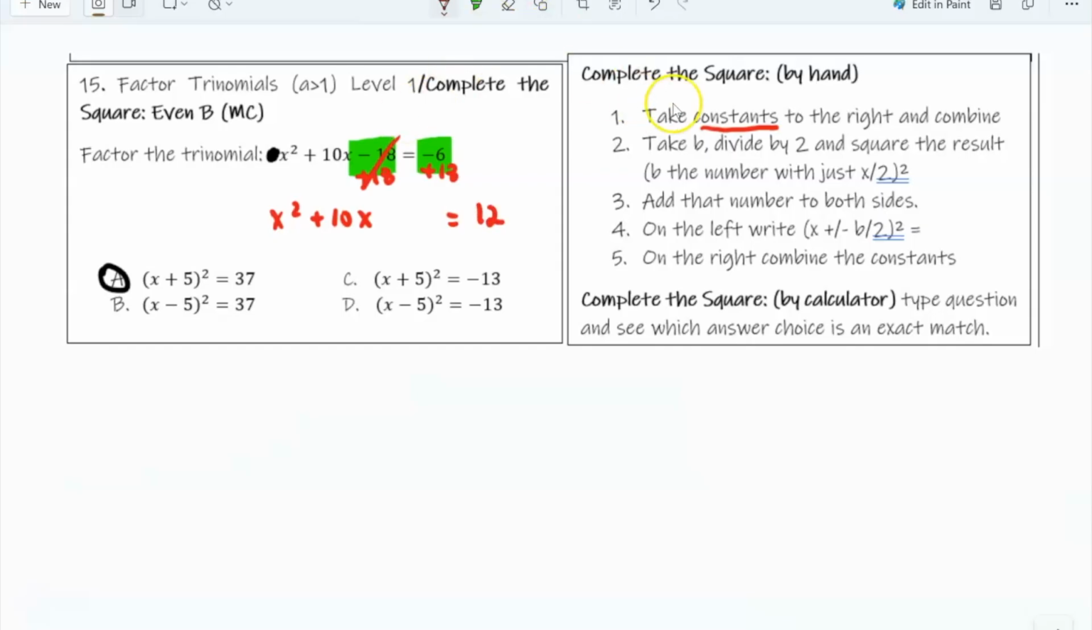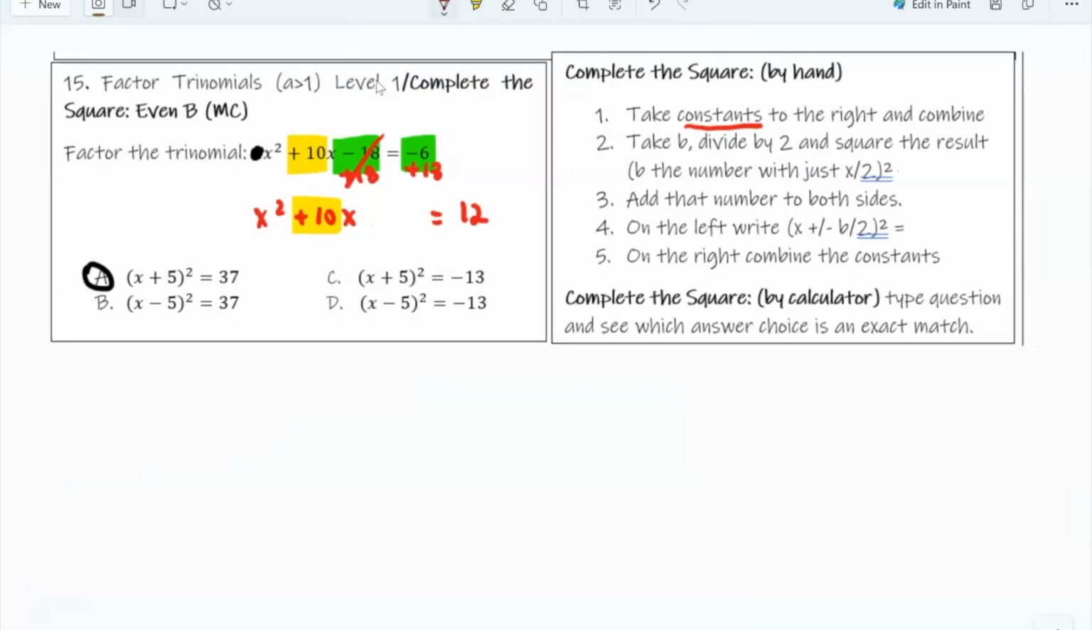Okay, take the constant on the other side and combine. I've taken the other side, I've combined them. Take b, and again, b is the number with just the x, so take b right there. You're going to divide it by 2, and then square that result. So take b divided by 2, square the result. So we're going to divide 10 by 2, which is 5, and square that, which is 25.